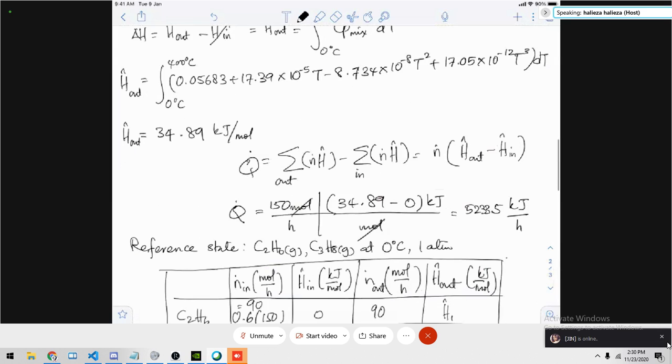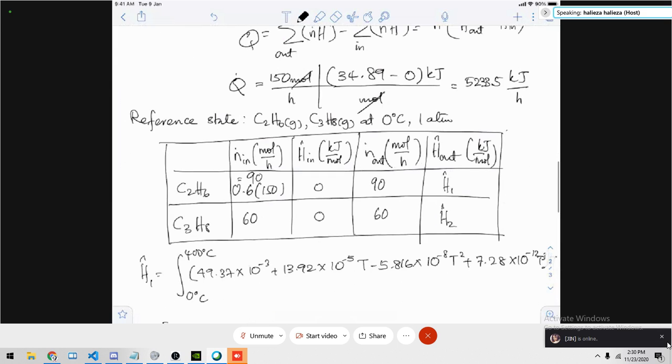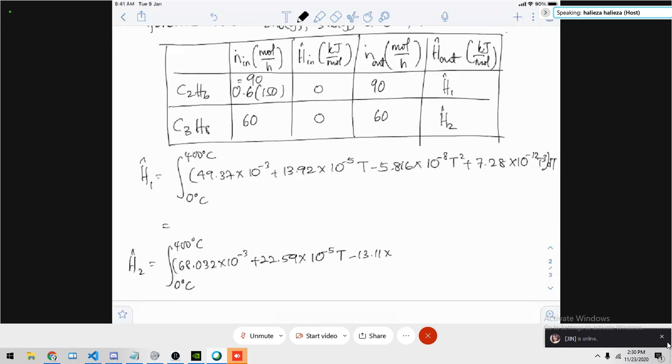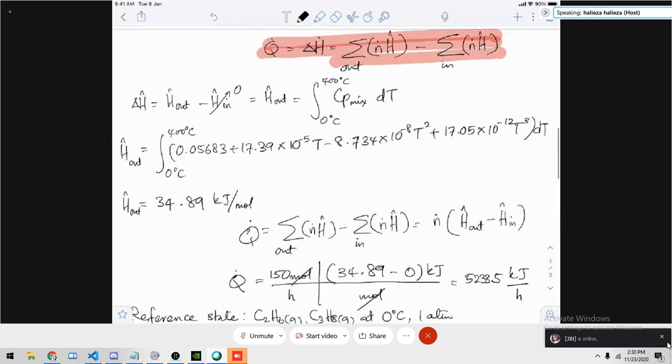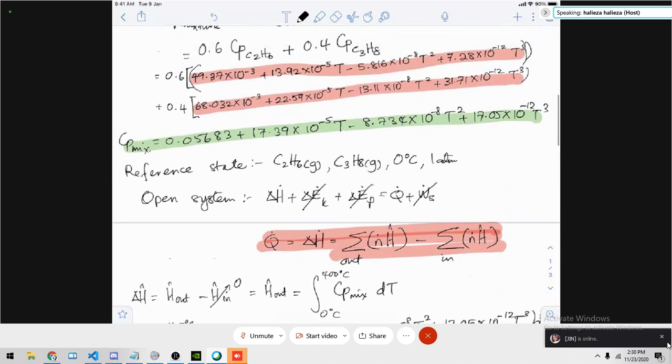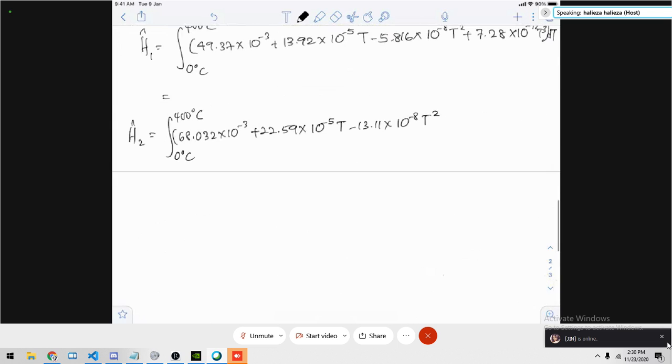Minus 13.11 times 10 to the power minus 8 T squared. And the last term, the D part, is 31.71. Plus 31.71 times 10 to the power minus 12 T to the power of 3 dT.